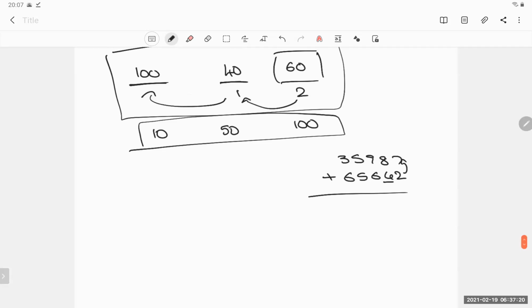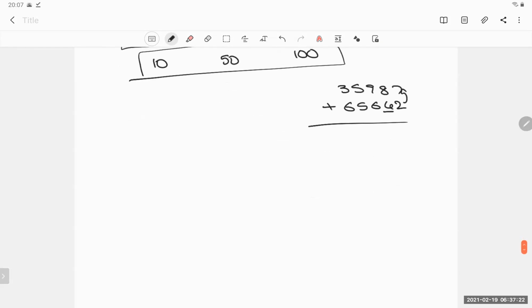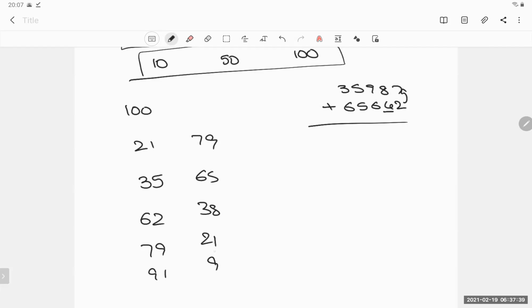So when I say complements of 100, I want you guys to also practice when I tell you, okay, the base is 100, tell me what is the complement of 21. Tell me what is the complement of 35. What is the complement of 62? What is the complement of 79? What is the complement of 9? It should naturally come to you: 79, 65, 38, 21, and 9. Okay, it only comes with practice again.